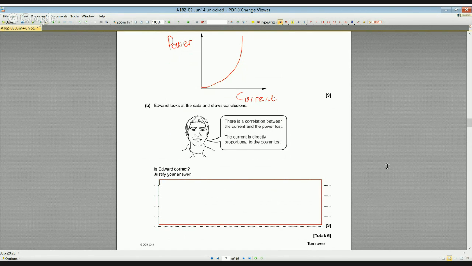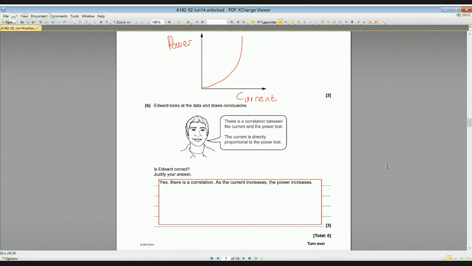So the first thing to say is, yes, there is a correlation. Remember, a correlation is that as one thing increases, another thing increases. We can see here the current increases does cause the power to increase. So yes, there is a correlation. As the current increases, the power increases.